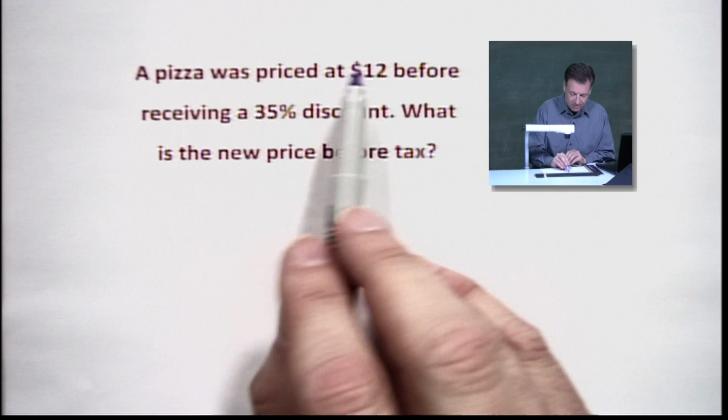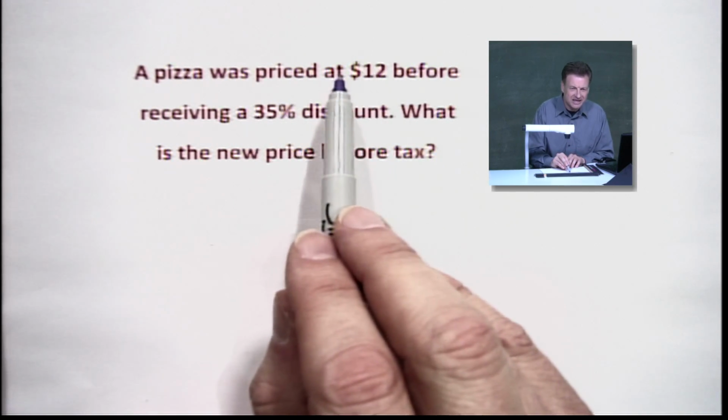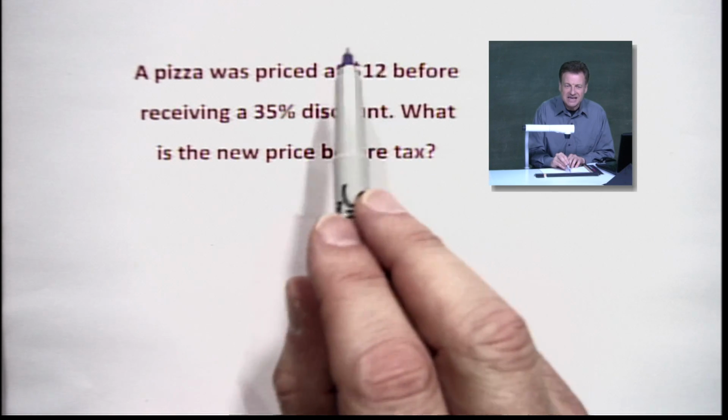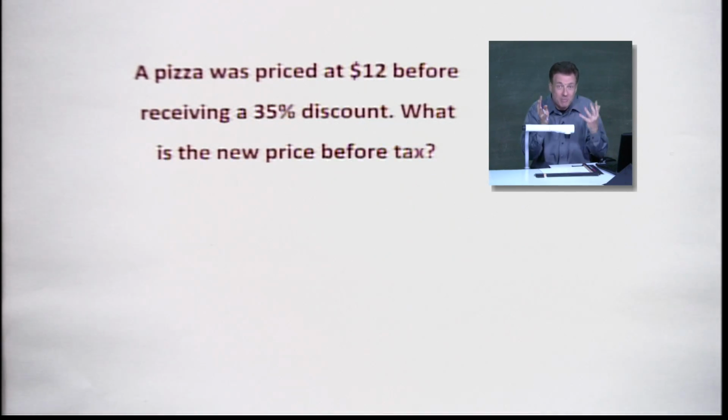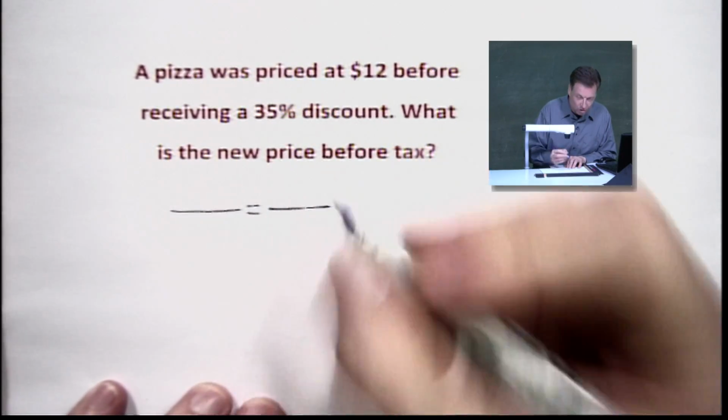Now, it says the pizza was priced at $12. Now, notice it didn't say a price of, but it means the same thing. But this is basically, in your mind, the starting point. This is your base. This is where it all begins.